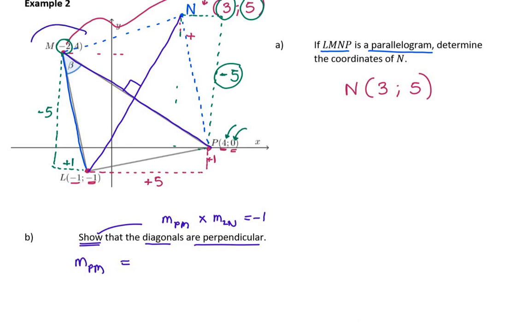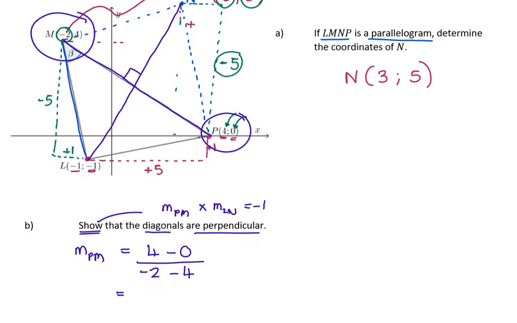So if I start with M, the Y value is 4 minus P is 4 minus 0 over negative 2 minus 4. Change in Y over change in X. Again, you'd use your calculator. So that's negative 2 over 3. And what's the gradient of LN?